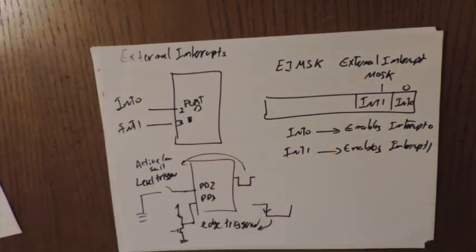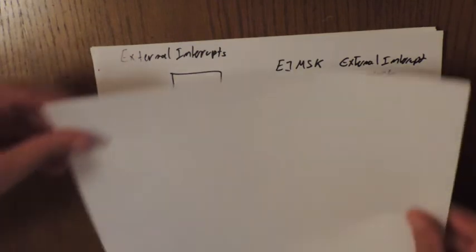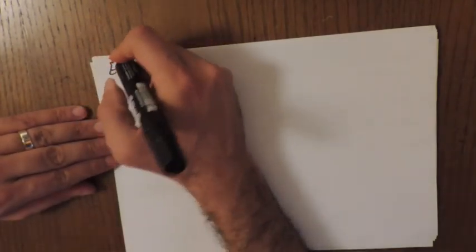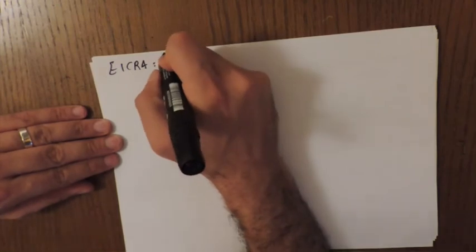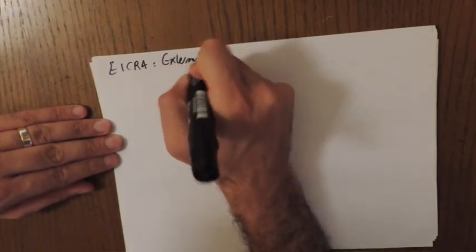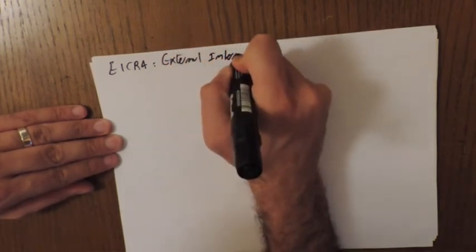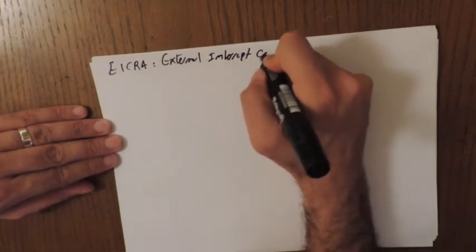Okay, so I have different flavors. I can have them working with active high, active low, or on change. So the main register that is responsible for this is found in ISFR, called EICRA, which is called external interrupt control register.